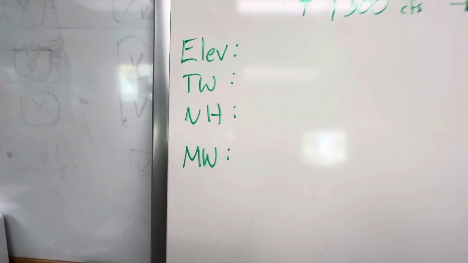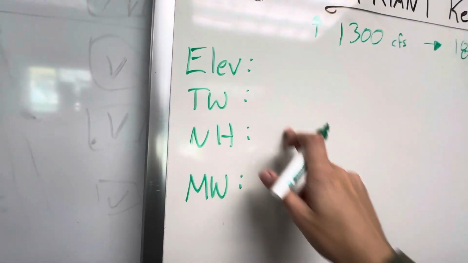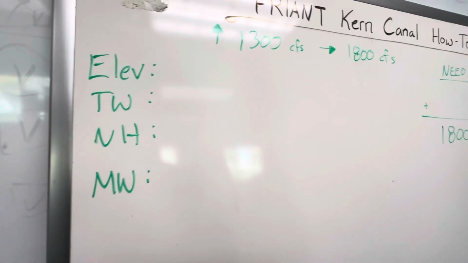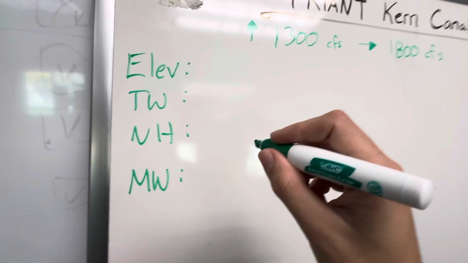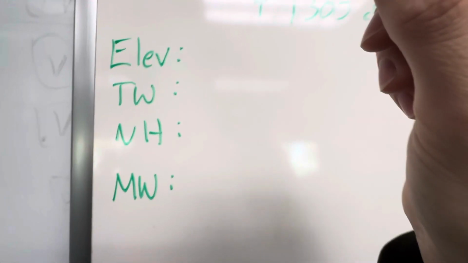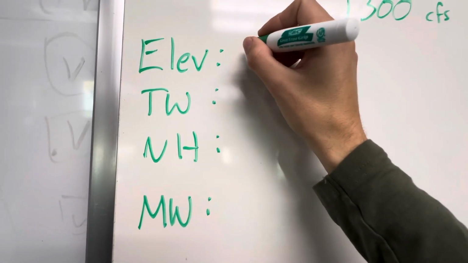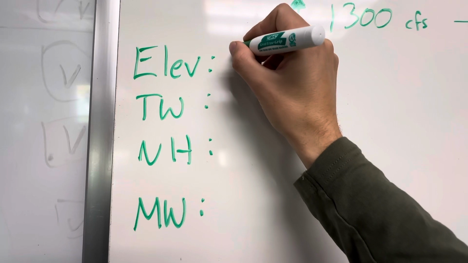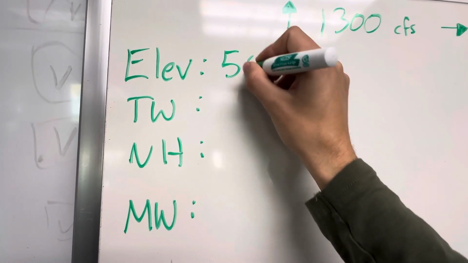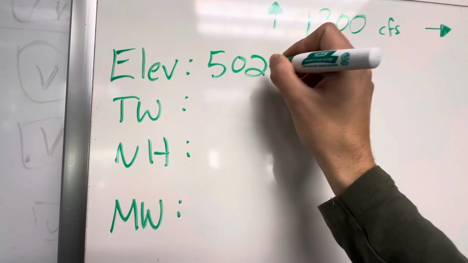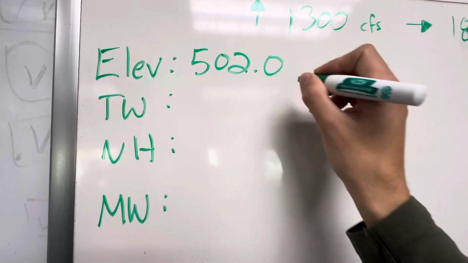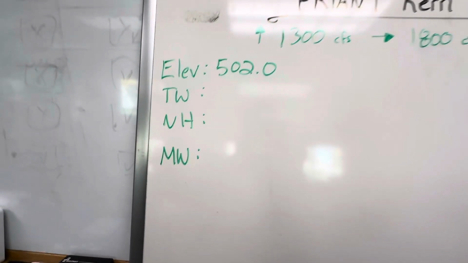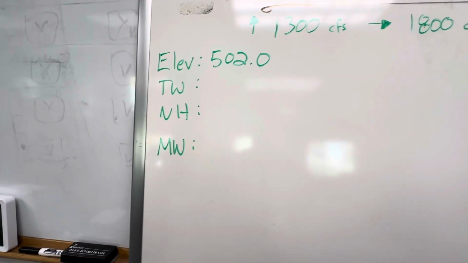Step 1, figure out the current elevation of the lake. Go on to CDEC. If you don't know what CDEC is, you probably shouldn't be doing this. Go on to CDEC, type in MIL on the query real-time data, and take either the projected or most recent value for the lake elevation. Happens to be 502 today.